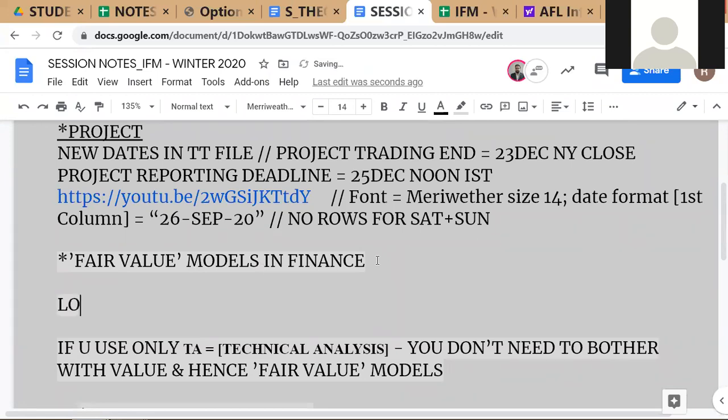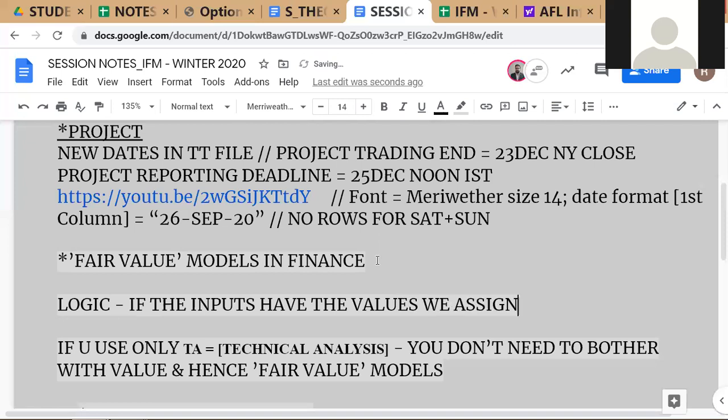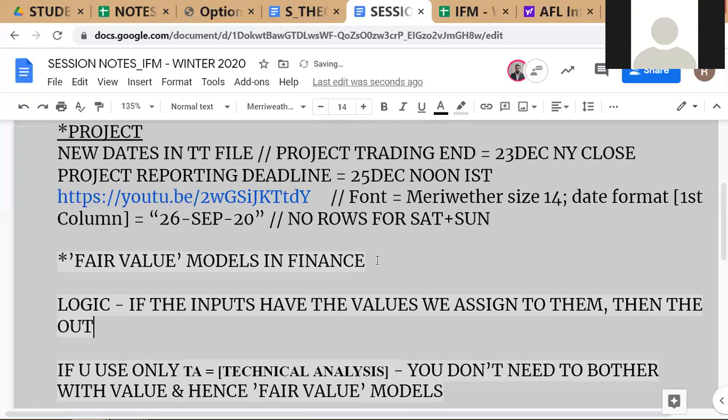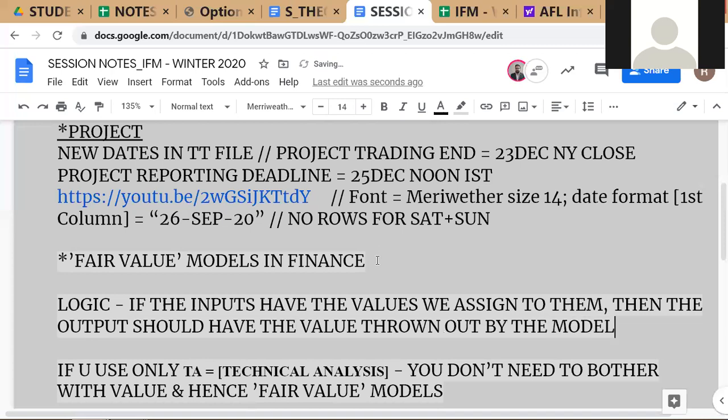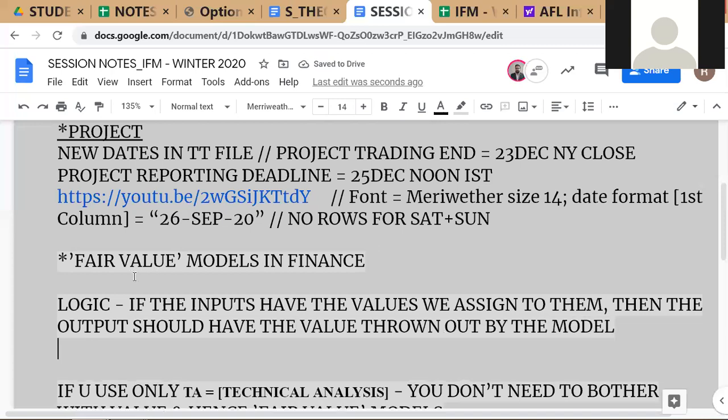The logic is, if the inputs have the values we assign to them, then the output should have the value thrown out by the model. This is basically what a fair value model is doing. Just very basic stuff, but you need to be very clear about the logic.